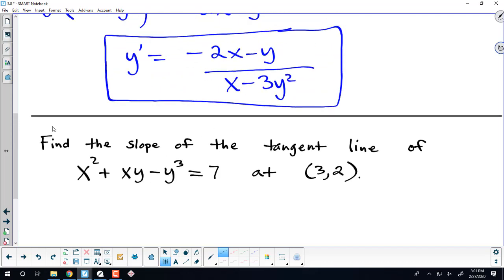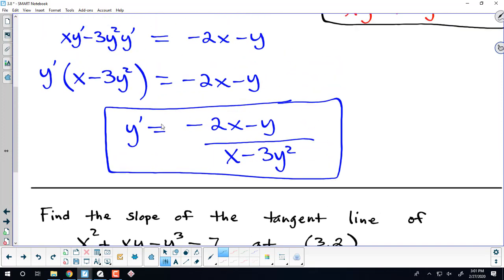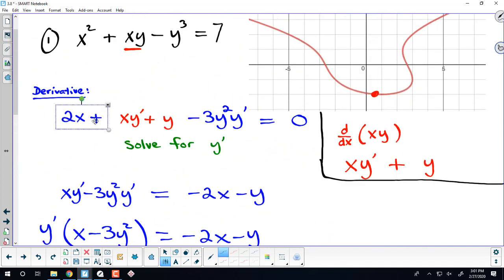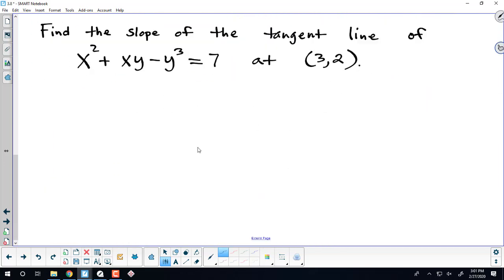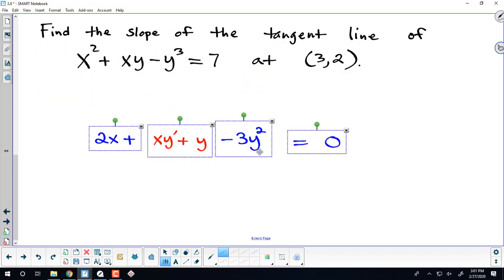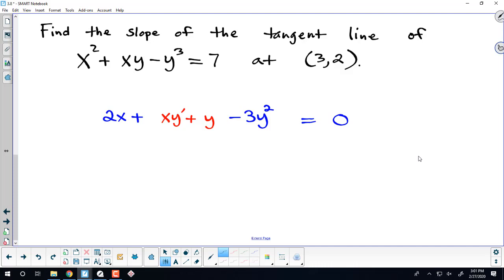Honestly, I think it's a little less confusing, when you're asked to find the slope at a point, to not solve for the derivative entirely like we did here, but to just find the derivative and plug in x and y at that point. So there was our derivative. Instead of solving for y prime here, we're just going to plug in x and y first. Derivative is this. x is 3, y is 2.